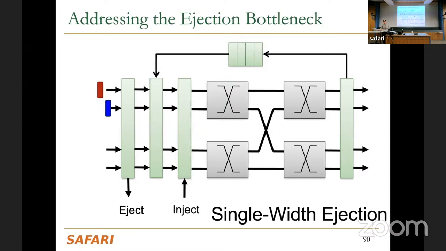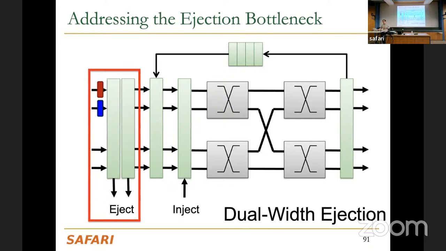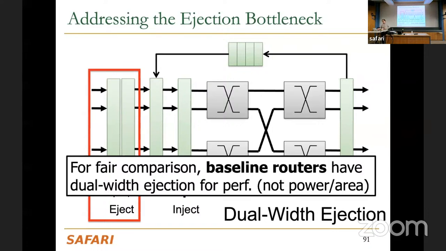Basically, the way it impacts the router is like this. You eject one flit, and the other one, even though its destination is this local node, gets deflected. That's the baseline. It comes back at some point and gets ejected. But that point may be after many, many hops in the network, right? Now, to eliminate this, we have a dual width ejection, which is clearly adding a little bit more complexity, but it's not that bad, right? We're not really replicating a very core part of the router. If you replicated this one, okay, maybe that's more complexity. But now you're replicating this one, which is essentially a mux. Basically, you have two muxes as opposed to one mux over there. And of course, in the evaluation, you need to be careful, right? Baseline routers also have dual width ejection in the evaluation, but not the power and area of the ejection logic.